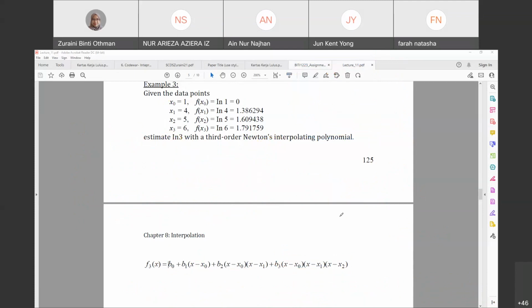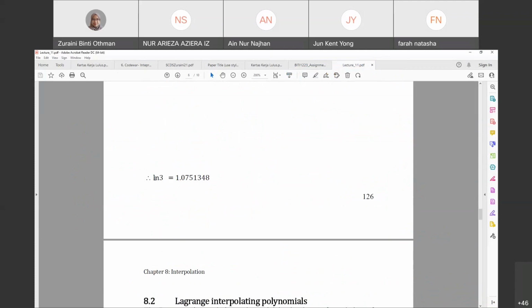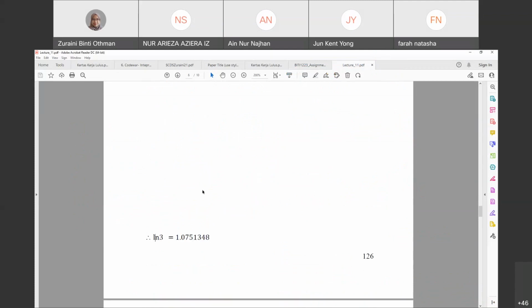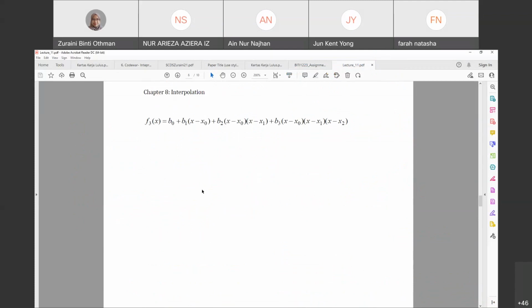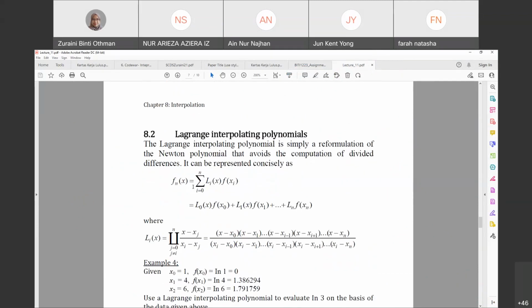This is the Newton interpolating polynomial. Is there any question there? Okay, this is the real value just now. Jadi kita boleh dapat dia punya error. Berapa errornya? Okay, and this is another kind of polynomial.